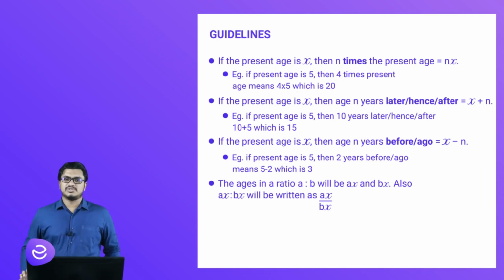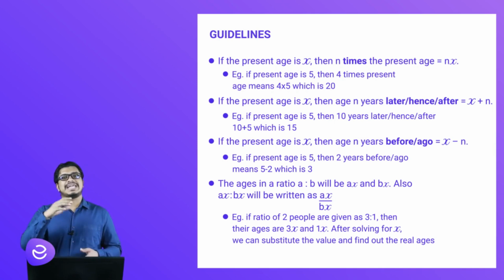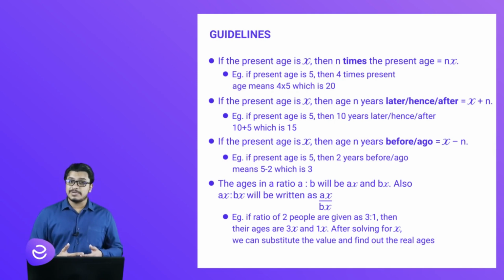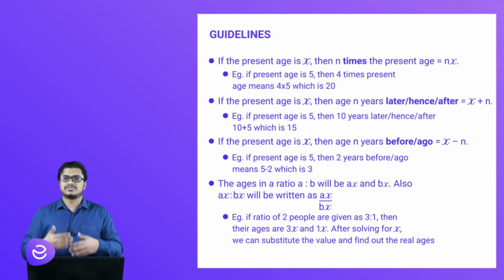When a ratio comes, you have to understand that these ratios are not the actual ages, they are just a representation of the ages. Let's start with an example. If two persons' ages are in the ratio A is to B, then A and B are just ratios. For the actual ages we multiply by x, so Ax and Bx are the actual ages. If the ratio of two people is given as 3:1, the ages are not 3 and 1, we take them as 3x and 1x, and then we solve the problem.